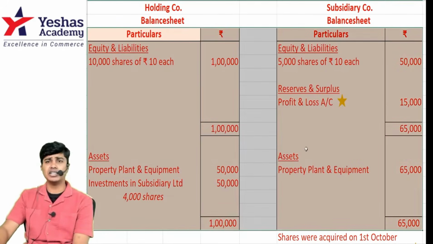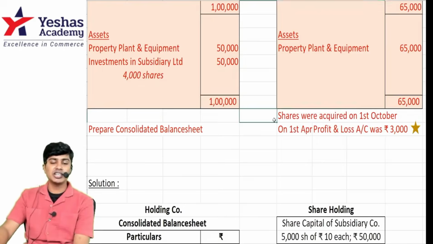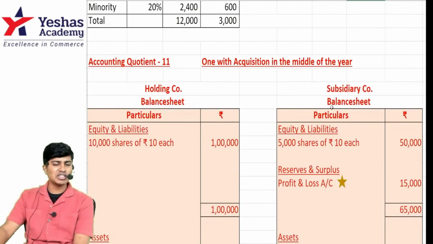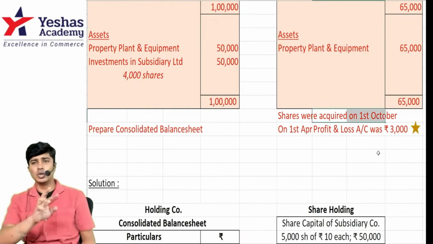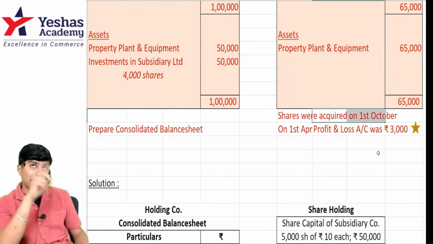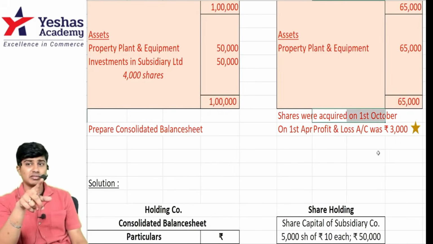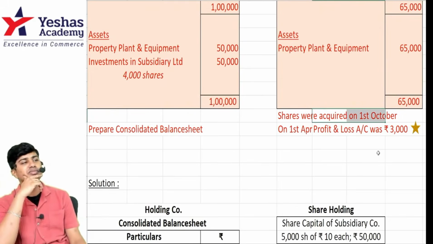We're done with the balance sheet fully. Anybody has any doubt with balance sheet? See, shares were acquired on, very important, first of October. What is the balance sheet date? 31st of March. Nothing is mentioned, so we'll assume it to be 31st. When did the acquisition happen? So, can I say April to September, no holding subsidiary relationship. October to March, holding subsidiary relationship.